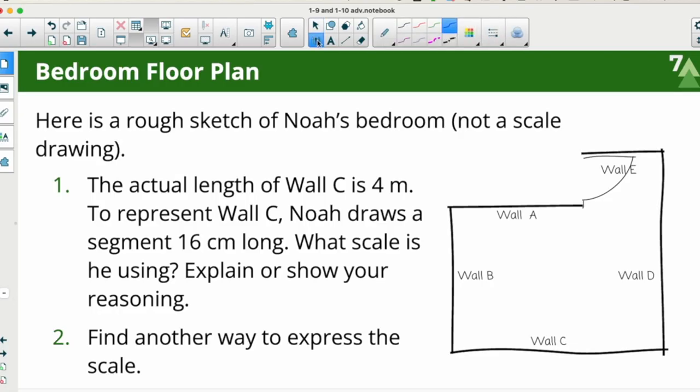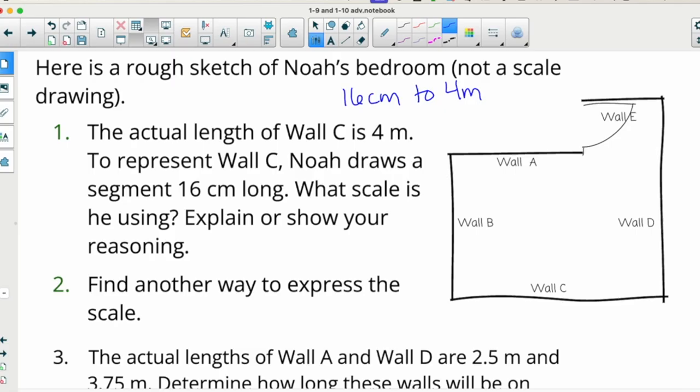Well, we talked about last time that a scale is a ratio with units, and it tells us how to go from the drawing to the real life. So something as simple as 16 centimeters to 4 meters. And then we could scale that down, equivalent ratios, and we could say it's 4 centimeters to 1 meter. We could say it's 1 centimeter to 1/4 meter.